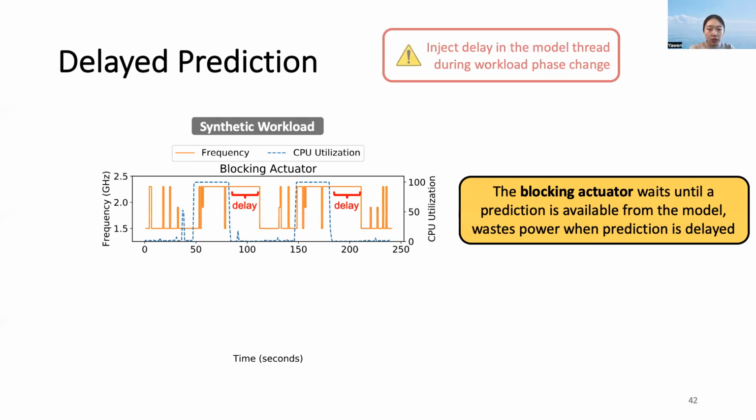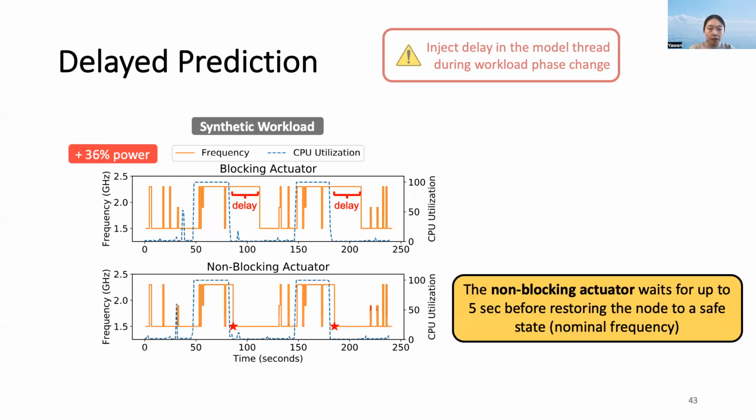A blocking actuator would always wait until a prediction is available from the model, so it will be impacted by this delay. It continues to unnecessarily overclock the CPU when the new prediction is delayed. This can create a 36% increase in power usage. On the other hand, with the non-blocking actuator design in SOL, the agent can restore the node to a safe state at the nominal frequency after a 5-second wait on model prediction, hence reducing power usage dramatically.